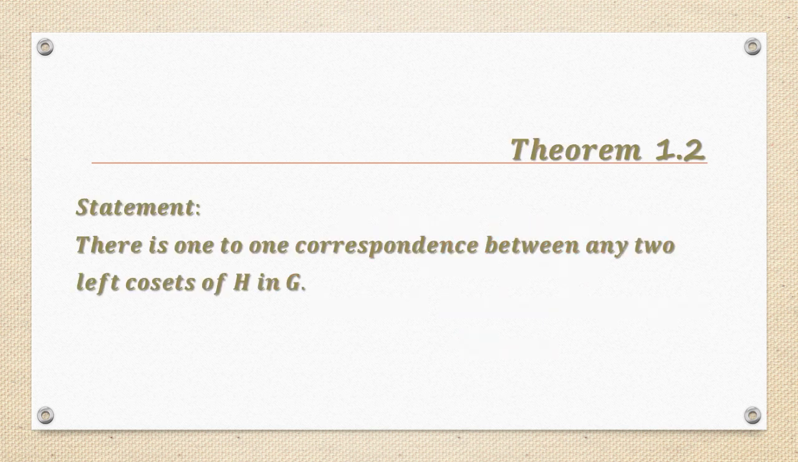So this result is very useful for proving Lagrange's theorem. It's also a very important result. The theorem statement is: there is a one-to-one correspondence between any two left cosets of H in G. So we are going to choose two left cosets of H, and we are going to prove the one-to-one correspondence between them.